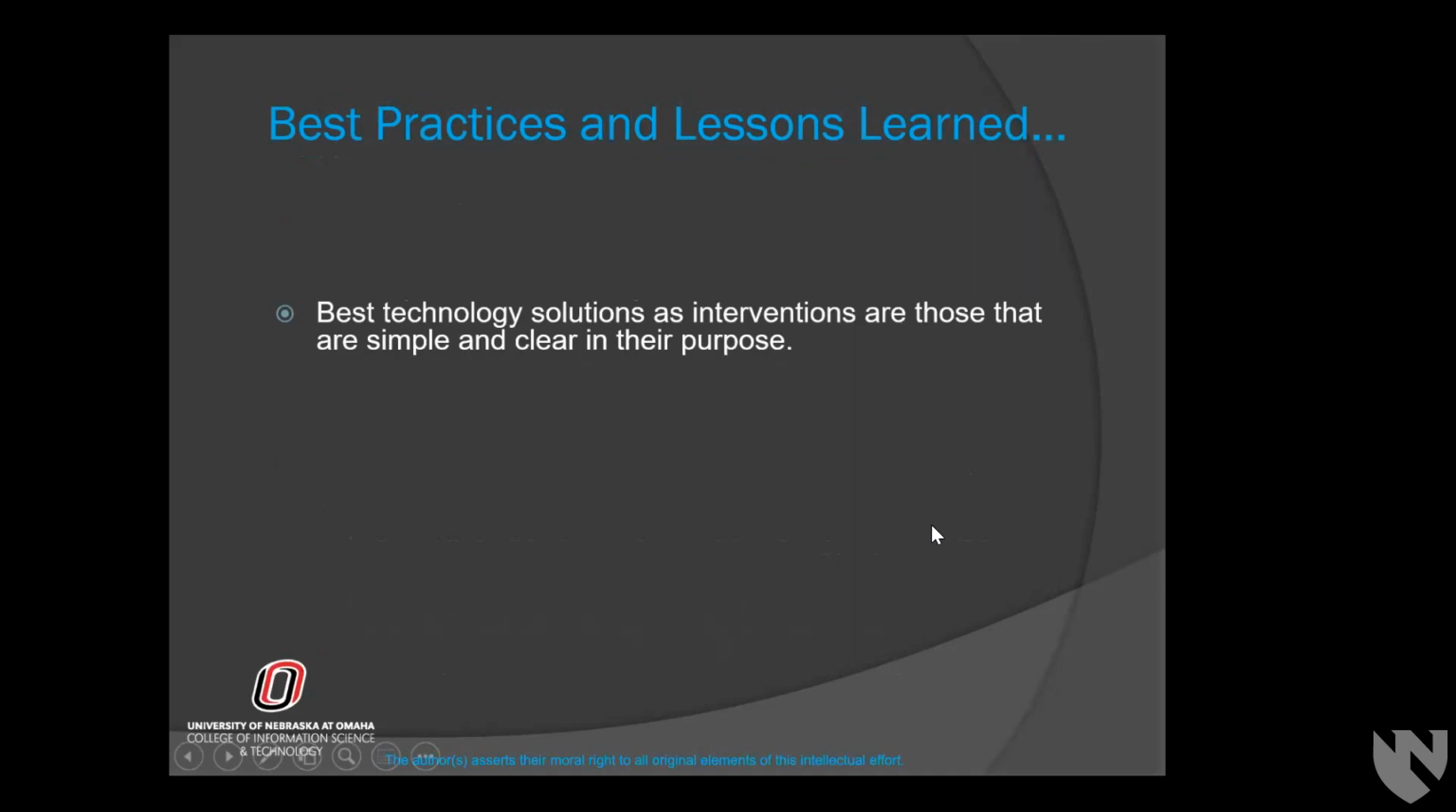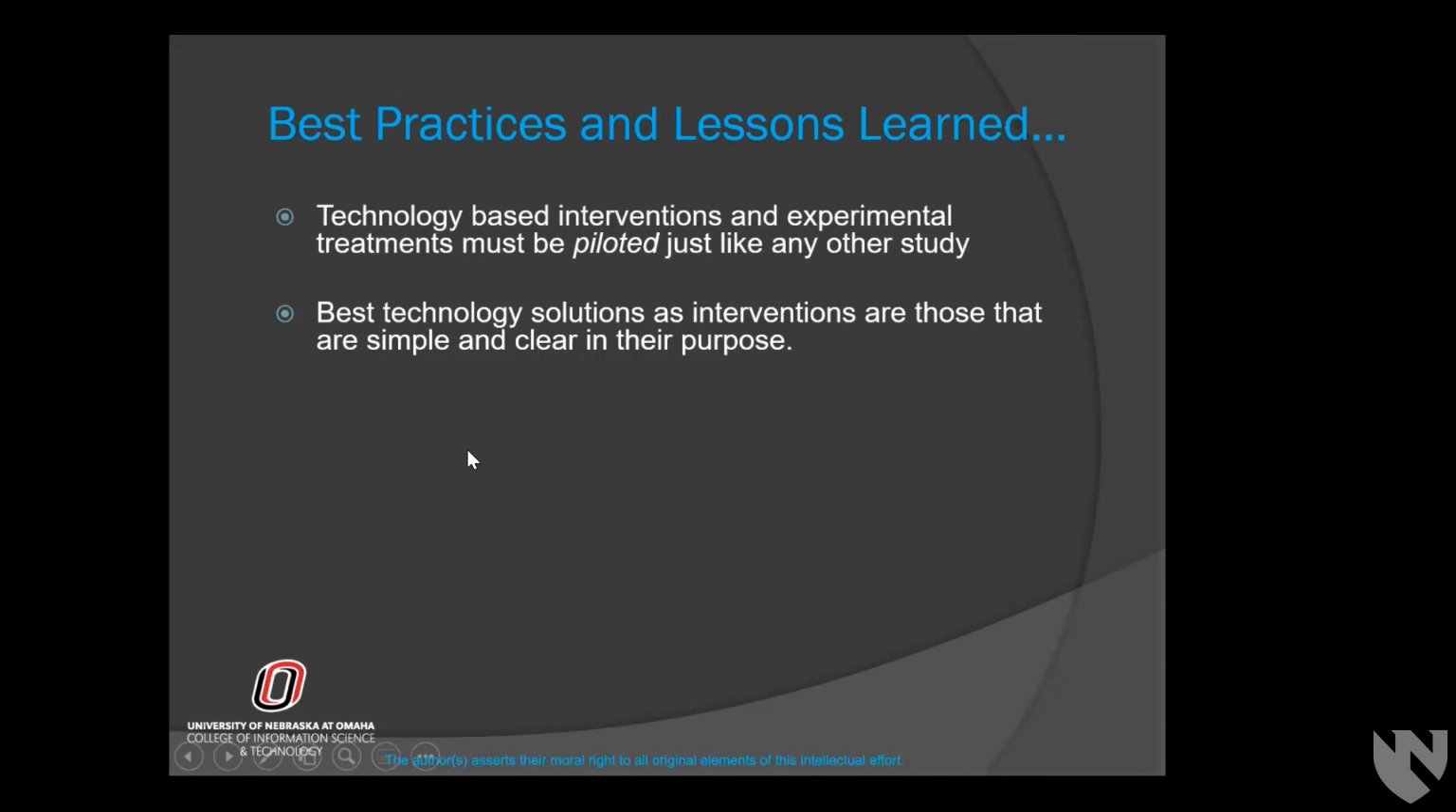Other things that we can share: the best technology solutions are those that are simple and clear in their purpose. From what we've learned, the kinds of technology solutions that work best are the ones where we are very clear as to what they want to accomplish. Technology-based interventions and experimental treatments are no different from traditional paper-based research, human intervention in behavior research, or any other kind of research. In mixed method research, where I do a lot of my work, it is essential to do a pilot first. Piloting the technology, or even a simplistic paper version of what will happen in the technology, to clean out any kinks before you spend a lot of effort building or buying an intervention is extremely important.